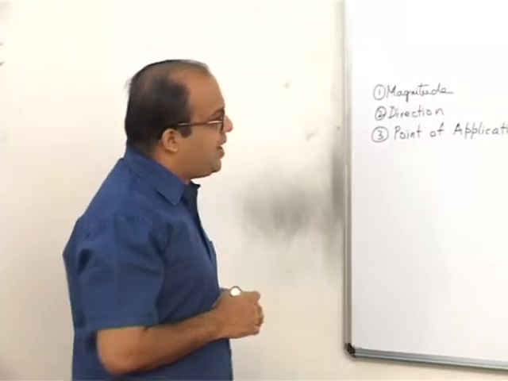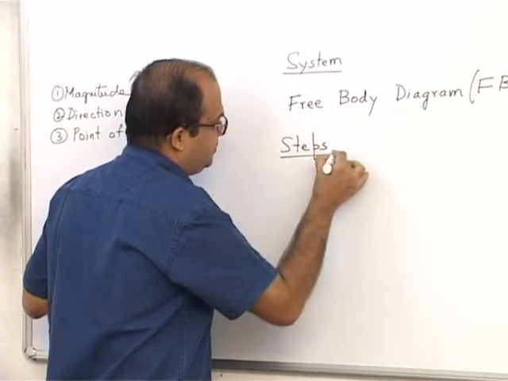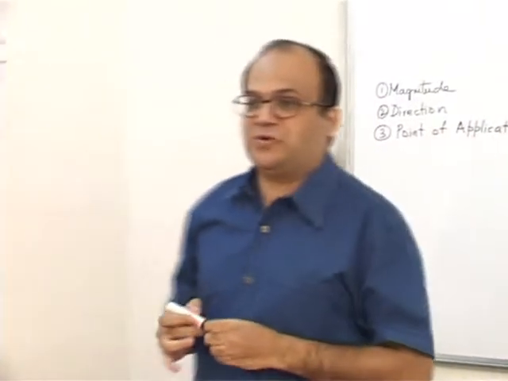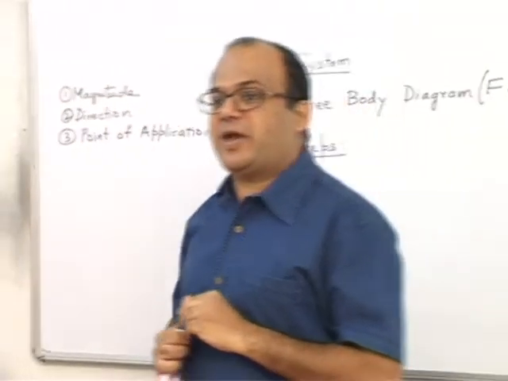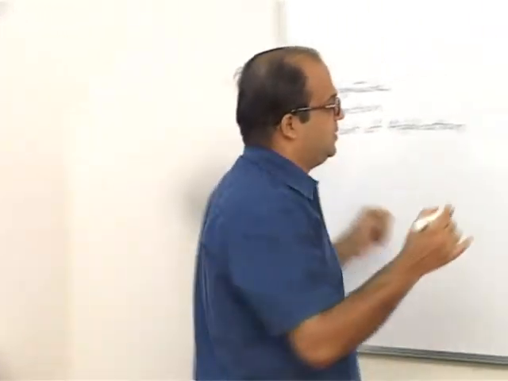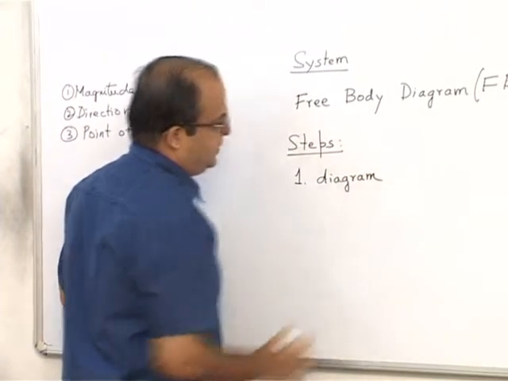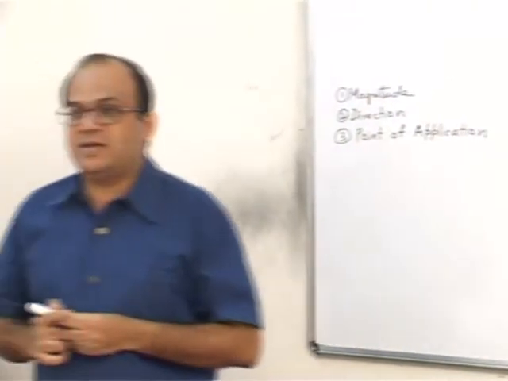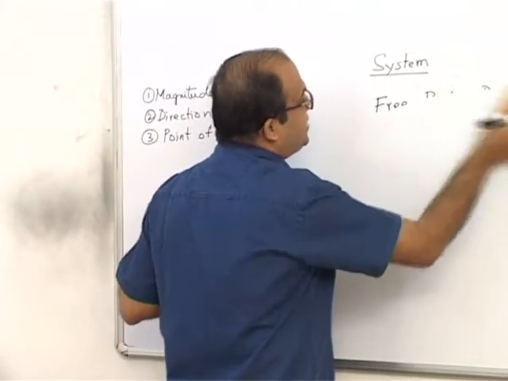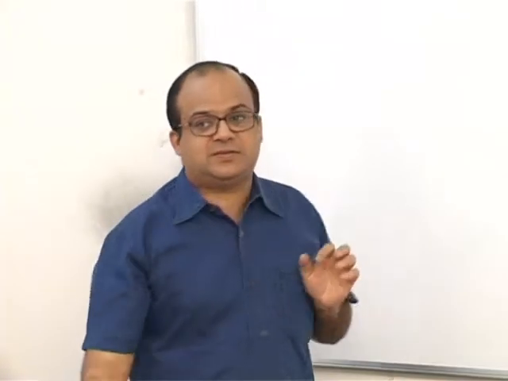Now let us look at the steps required to solve the problem on Newton's laws. So what is the first step? The first step is not drawing the free body diagram. First step is draw the diagram. The second step is fix a consistent direction of acceleration. The direction of acceleration may be wrong, but it must be consistent.